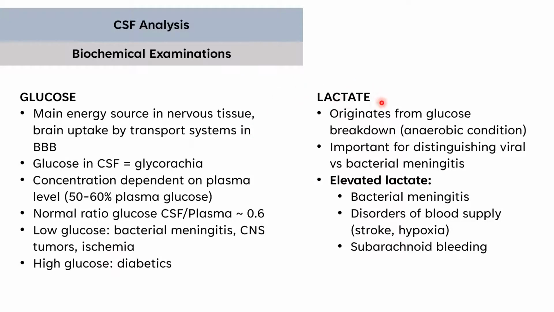Another metabolite that we're interested in when we perform CSF analysis is lactate. Lactate originates from glucose breakdown, but it is produced in anaerobic conditions, so no oxygen. The importance of lactate detection is for distinguishing viral or bacterial meningitis, because if it's elevated, usually that means the patient might have bacterial meningitis. It can also indicate disorders of blood supply, because it is produced under anaerobic conditions. Any pathologies that can create this condition might result in increased lactate, and this could include stroke or hypoxia. It can also be elevated in subarachnoid bleeding.